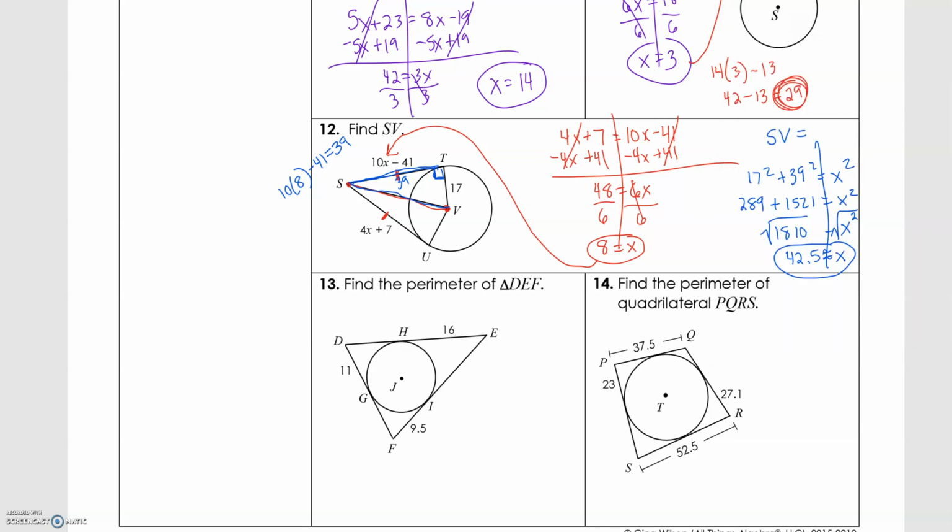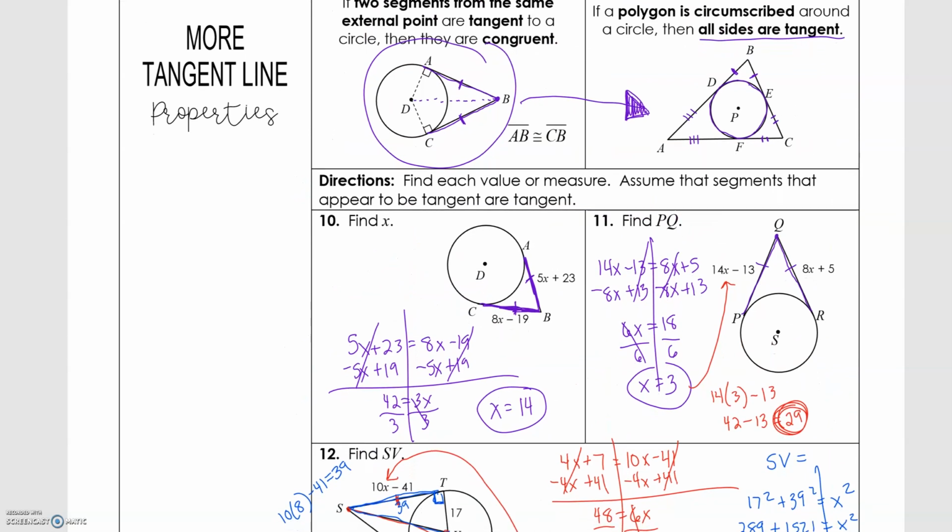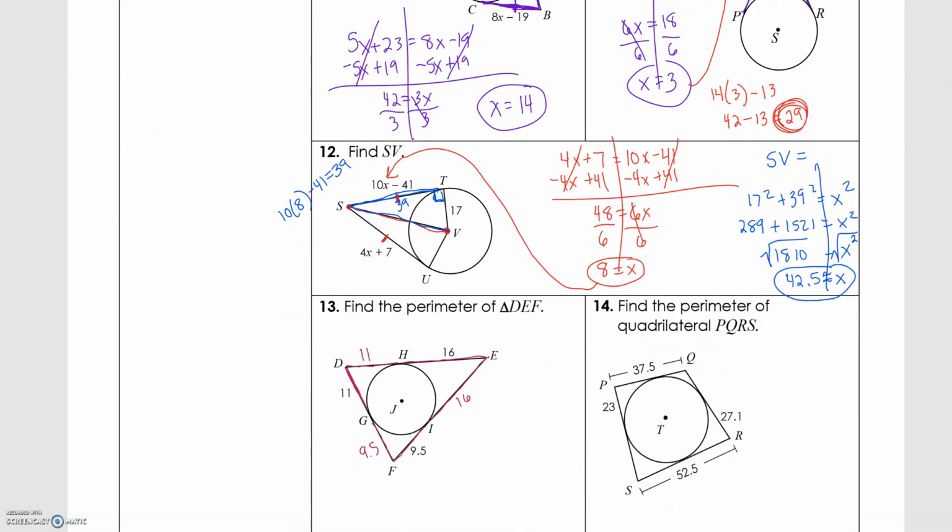It's asking to find the perimeter of DEF, which is this outer triangle. If I know this piece, DG is 11, then DH is congruent, so that would also be 11. If FI is 9.5, FG is also 9.5. And if HE is 16, I know IE is also 16 because they're all tangent, right? This is circumscribed. They said if a polygon is circumscribed around, right?